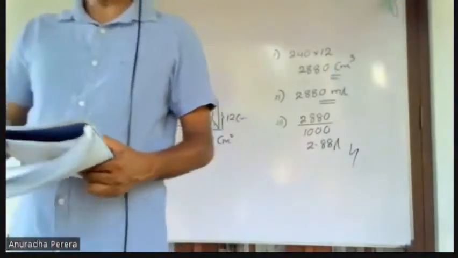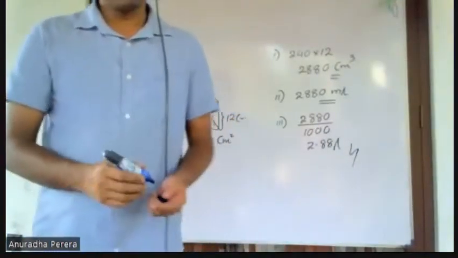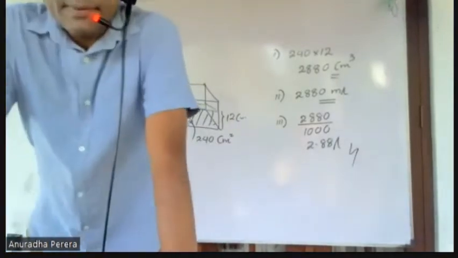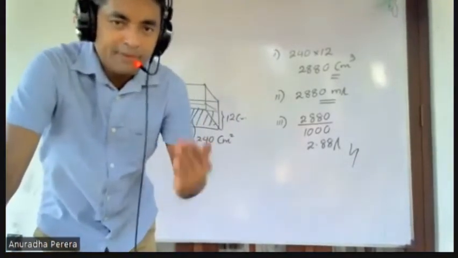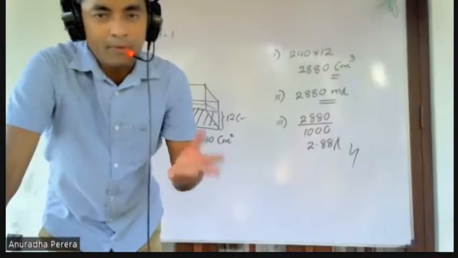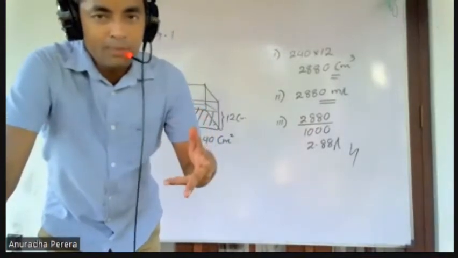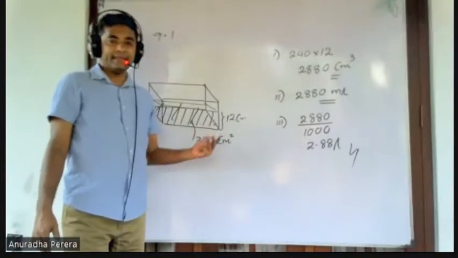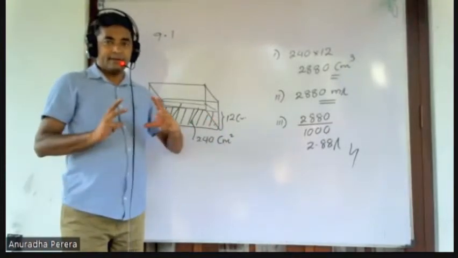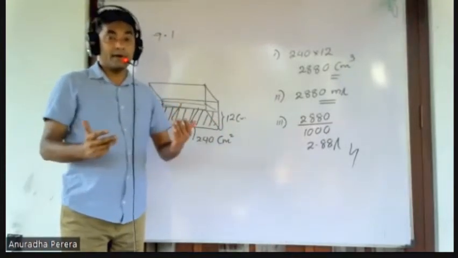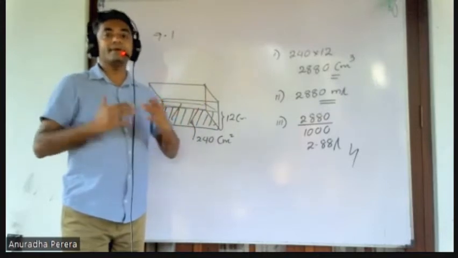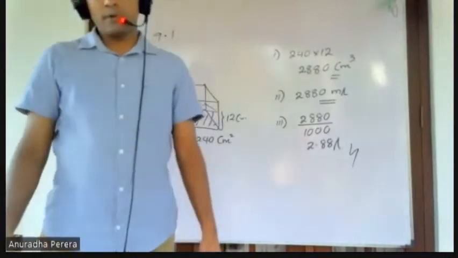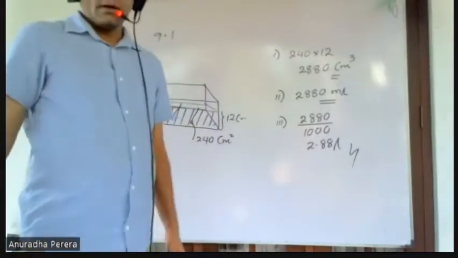2.88. Fourth question, question number 4. Last week I finally showed you area of the base into height, the method to find the volume of a cube or a cuboid, and that is what is applied here. Length into breadth into height. Length into breadth means the area of the base into height. Question number 4.